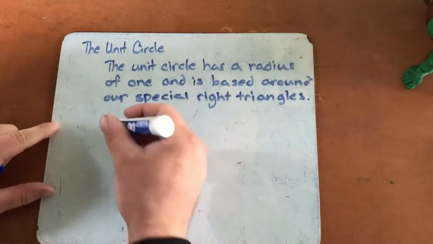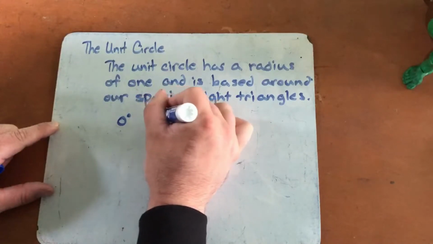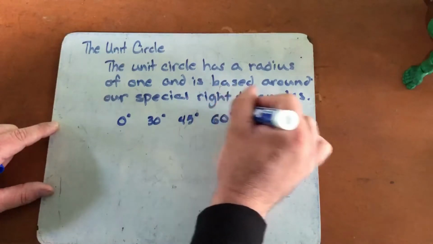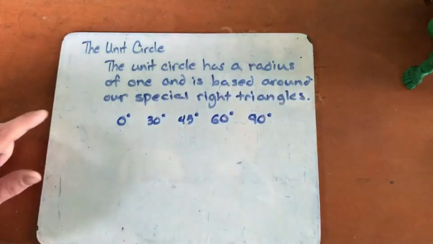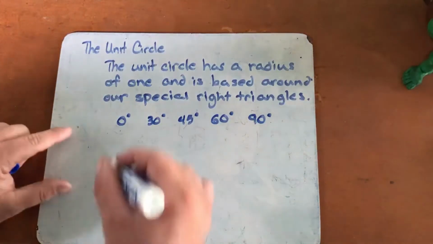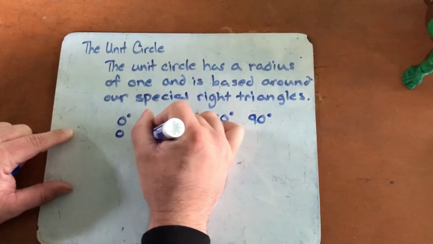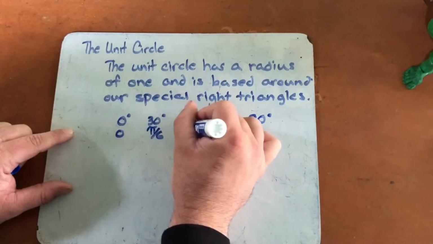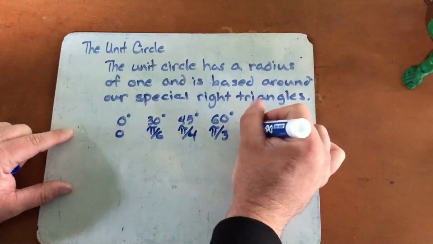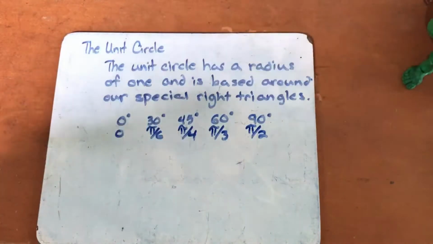So our special right triangles, or at least the things we're dealing with, are 0 degrees, 30 degrees, 45 degrees, 60 degrees, and 90 degrees. And this also includes their radian counterparts. So this would be 0, this would be pi over 6, pi over 4, pi over 3, and pi over 2. So these are the radian counterparts of those degrees.